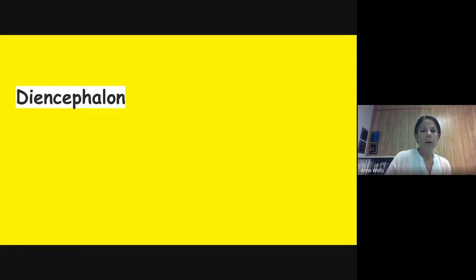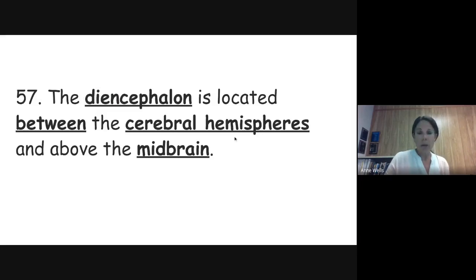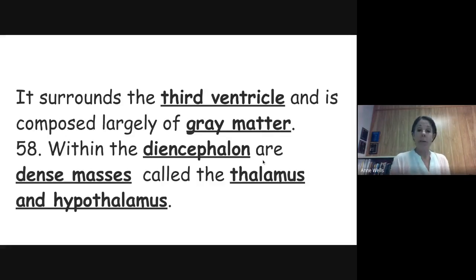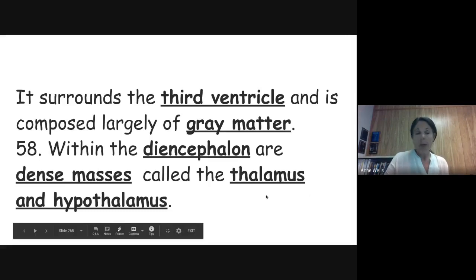All right, so we are going to look at a part called the diencephalon. It is located between the cerebral hemispheres and is above the midbrain. It surrounds the third ventricle and is composed largely of gray matter. Within the diencephalon are dense masses called the thalamus and hypothalamus. You've probably heard of those.